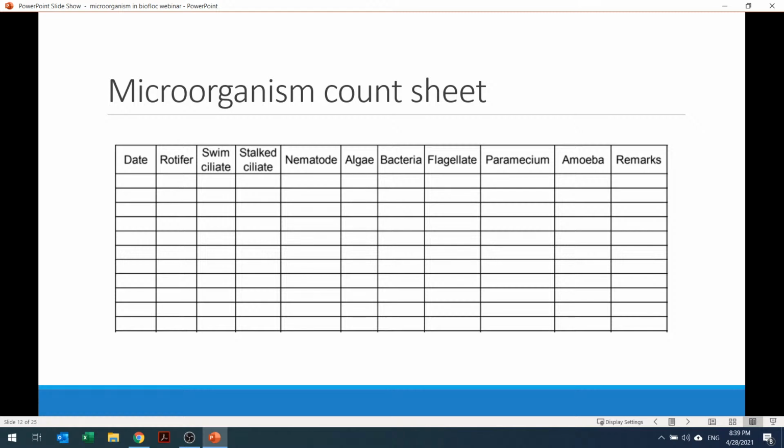The change in the microorganism count is also a signal that your biofloc is changing its characteristics, changing to young or old floc. Sometimes, even if your floc is already considered old floc, it can change back to young floc if you keep removing the solids from the system.